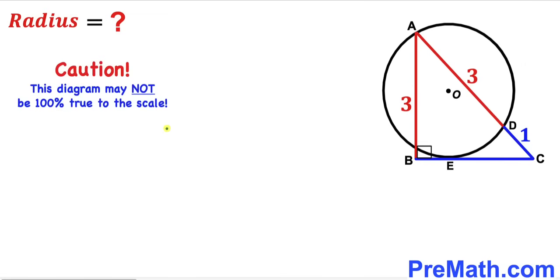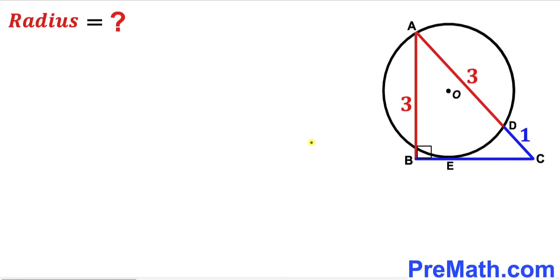And please keep in mind that this figure may not be 100% true to the scale. Let's go ahead and get started. And here's our very first step. Let's focus on this circle. I'm going to label the radius of this circle as lowercase r. And now we are going to find the value of radius lowercase r.